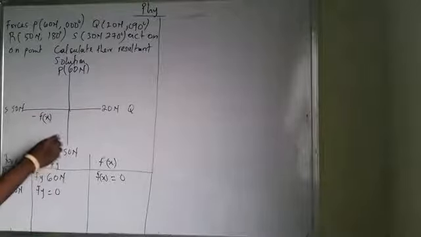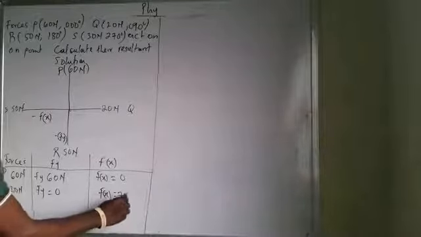Now, the next one will be Q, which I'll be having 20 Newton. My 20 Newton, my f of y will be equal to 0. Don't forget that these are minus f of x, and these are minus f of y. Please take note of that from our plane. Now, f of x will be equal to 20 Newton.